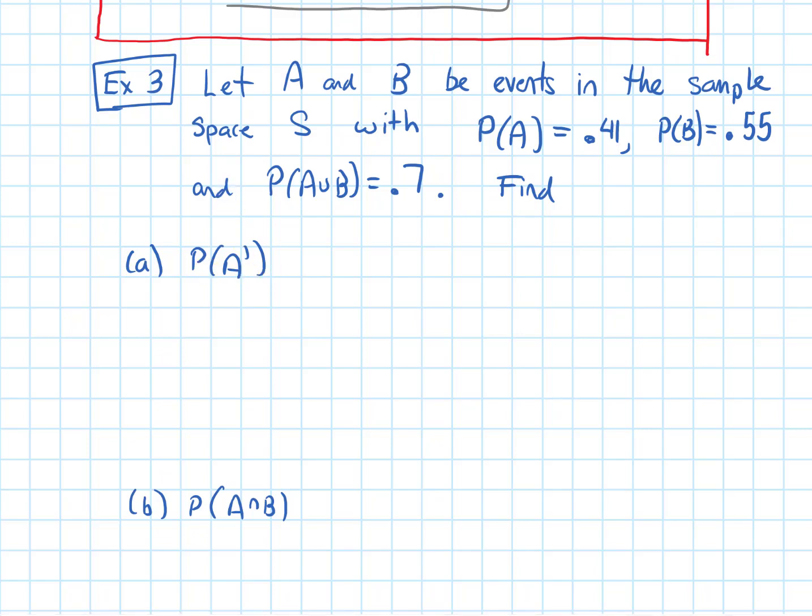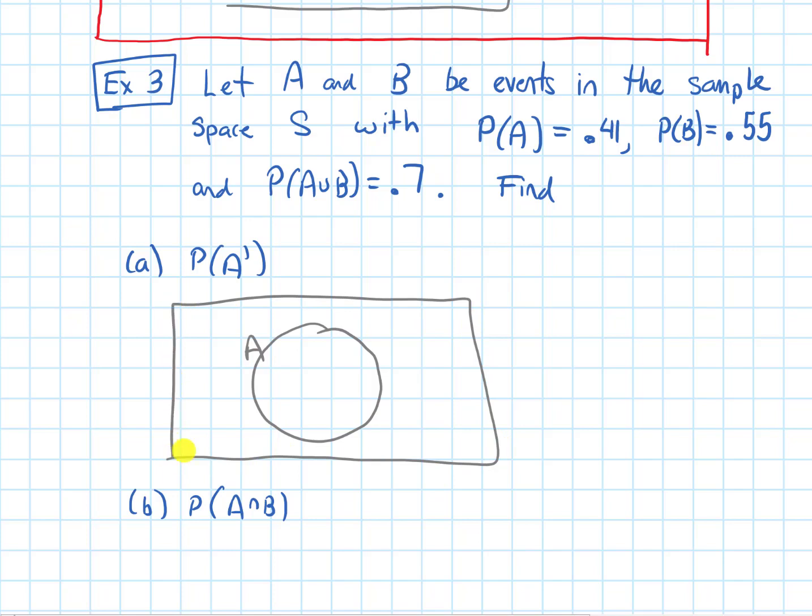So let's draw a picture. I'm going to draw a Venn diagram, and I'm going to draw a circle for A in our rectangle for our sample space. This time I'll just call it S. The probability of A is 0.41. So the complement of A is going to be the stuff outside the circle. And I know that the whole sample space's probability is supposed to be 1.